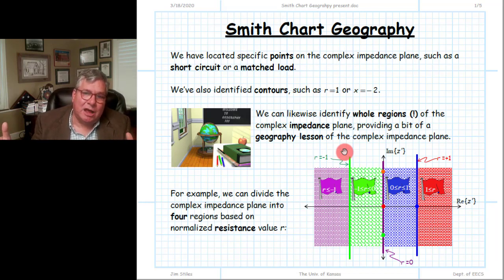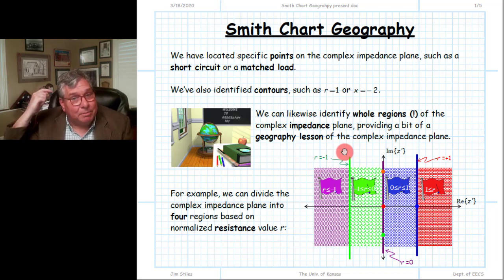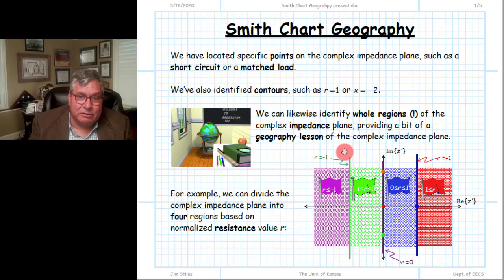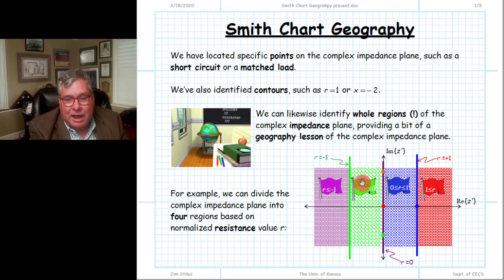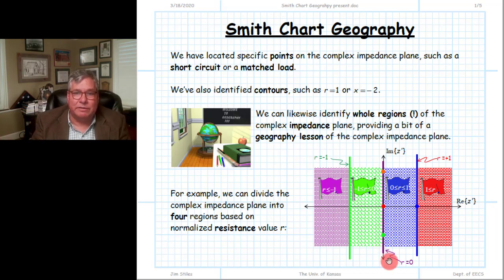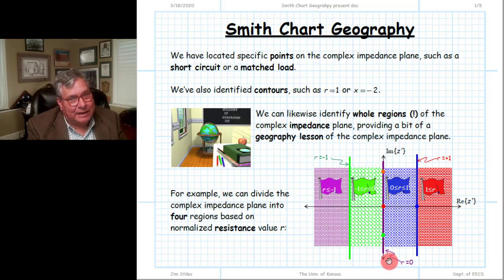We take this vertical contour and it will map into a contour that is circular on the complex gamma plane. We know what the center of that circle is going to be. We know what the radius of that circle is going to be. Likewise, we can map the vertical contour r equal to 0, all the impedances that are in fact purely imaginary, onto the complex gamma plane. Once again, it'll be a circle. We know exactly where the center and radius of that is. In this case, of course, we know that will be the unit circle.